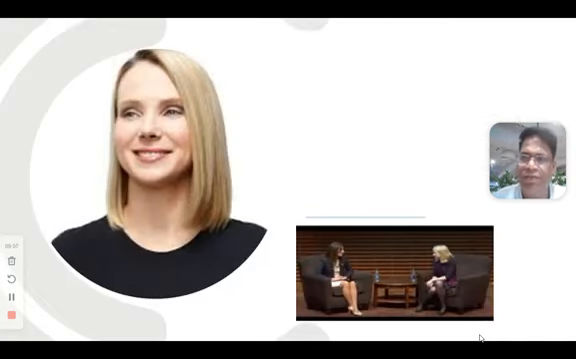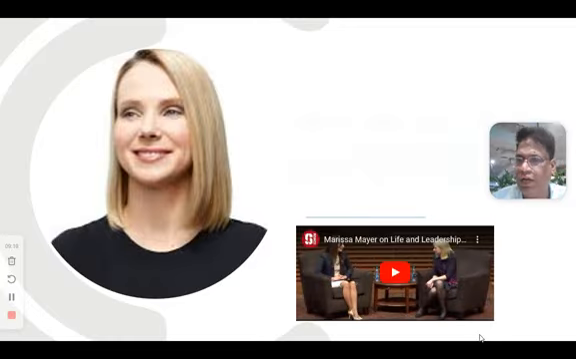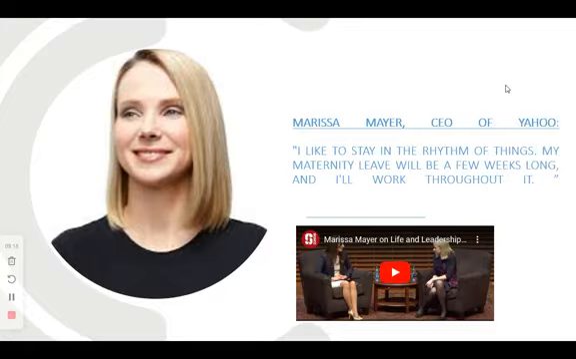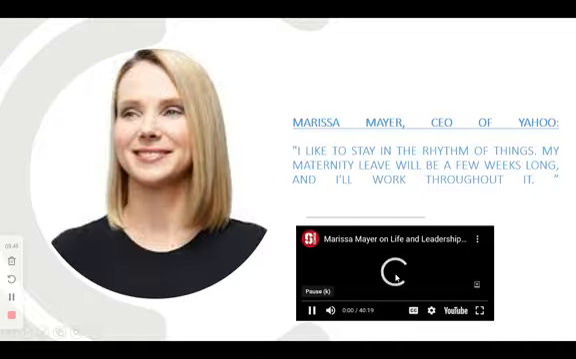So, as a women's empowerment program, let's listen to the message from the CEO. Message from Marissa Mayer, CEO of Yahoo. What she's saying: I like to stay in the rhythm of things. Very good point. My maternity leave will be a few weeks long and I will work throughout it. Let us listen to what she is saying.